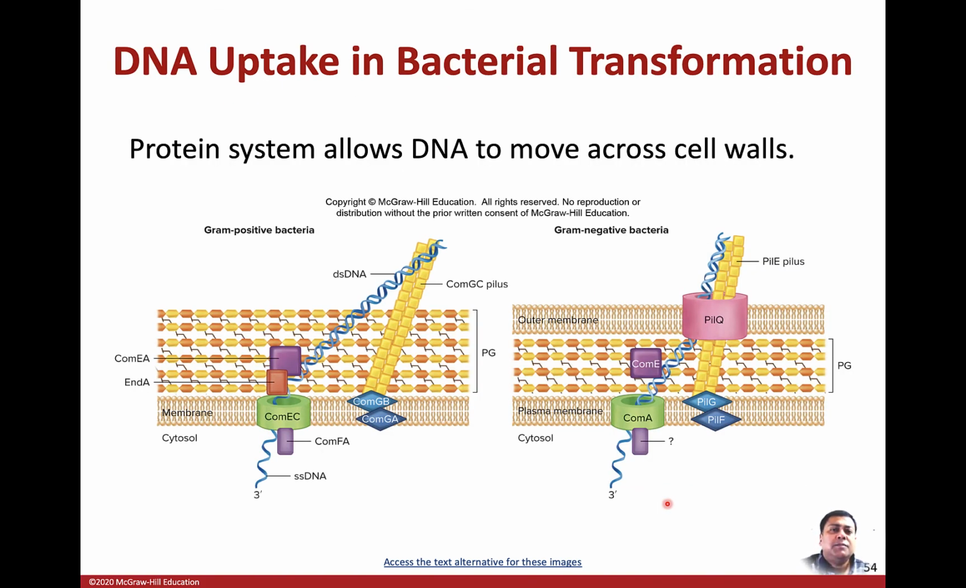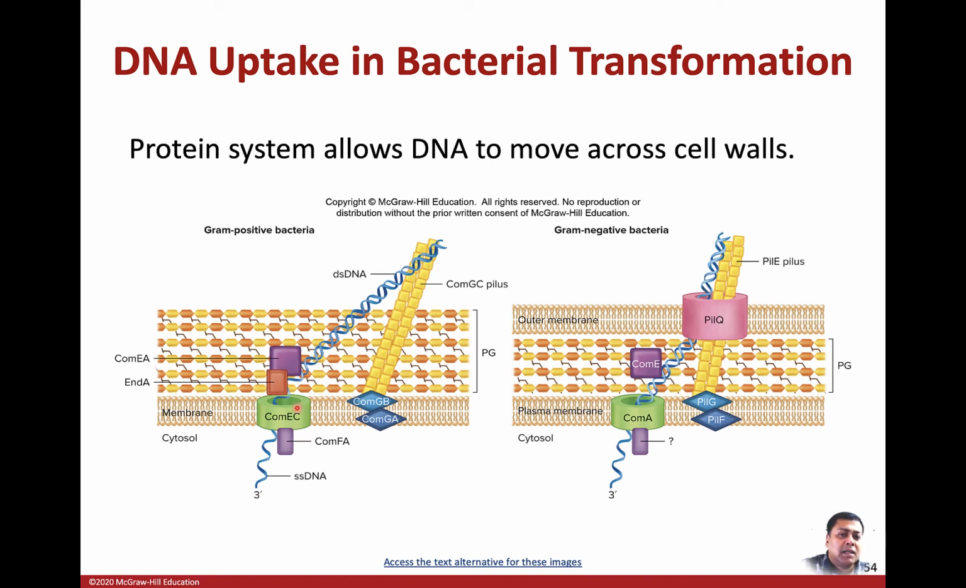So in this process, the DNA uptake, this is a type 2 secretion system, and it is a pretty complicated system. So here first we are looking at a gram-positive bacteria. You have the plasma membrane and a thick peptidoglycan layer, and you can see these COM proteins have this long pilus which attaches the double-stranded DNA and brings it to this COM and the endonucleases, and these endonucleases chew up one of the strands of the double-stranded DNA, make it a single strand, and that single-stranded DNA with these proteins passes into the cytoplasm of the cell.